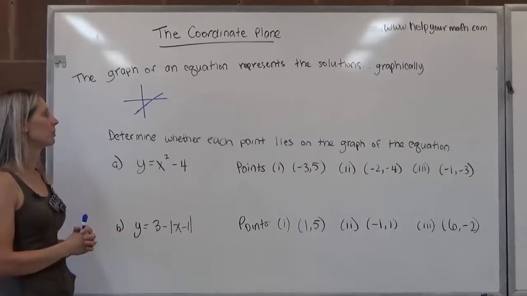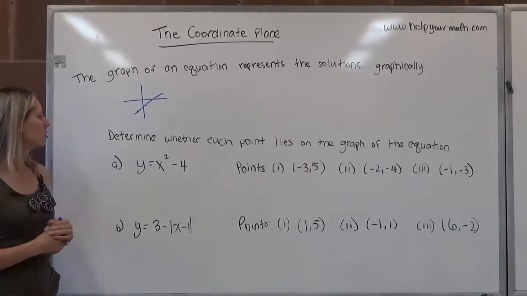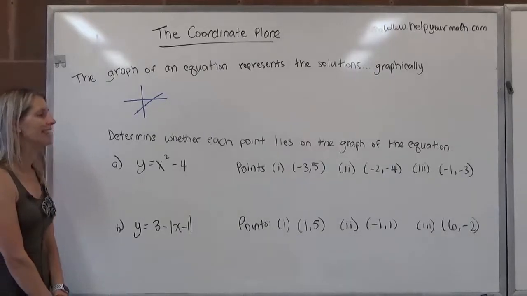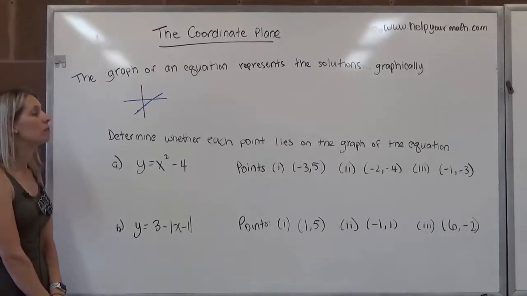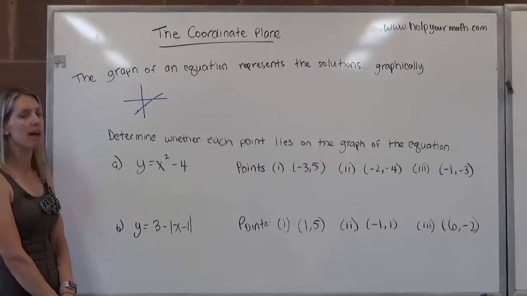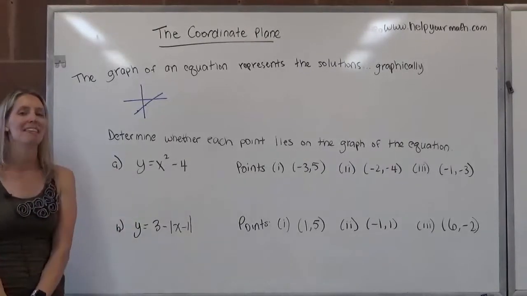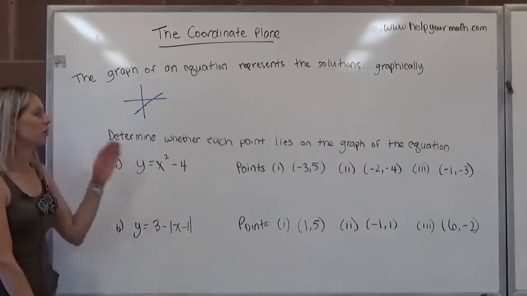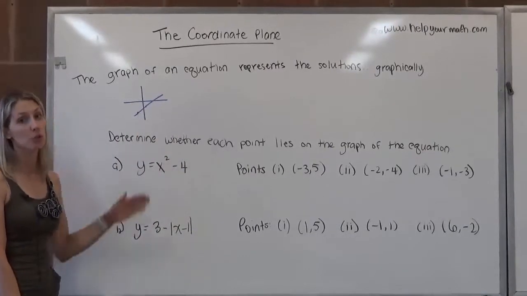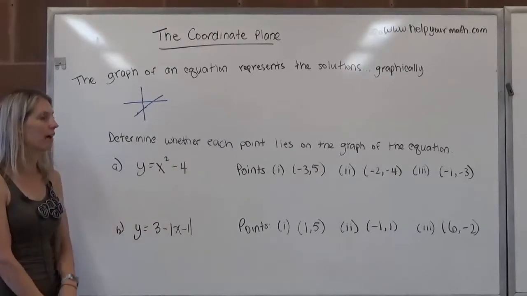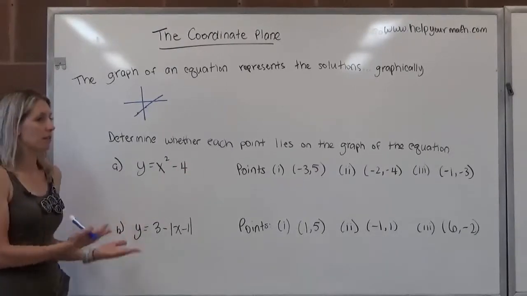What we might want to do is determine whether each point lies on the graph of the equation. That means, is it a solution in the solution set of that equation? Most of these equations, in fact all of these equations, do have an infinite number of points. So it could be that all three of them do lie on the graph. It could be that none of the ones that we're given lie on the graph. We have to figure this out.